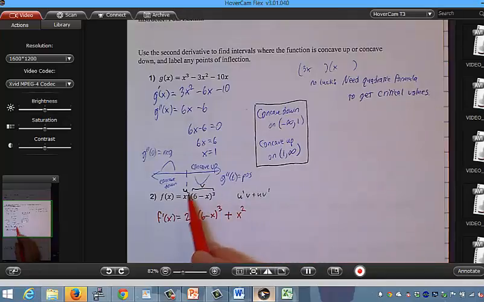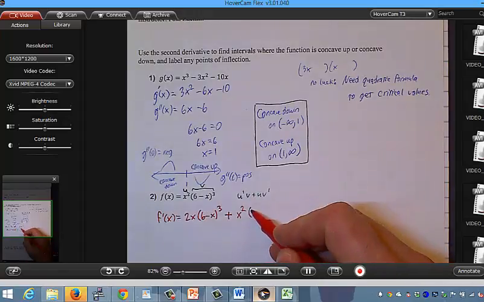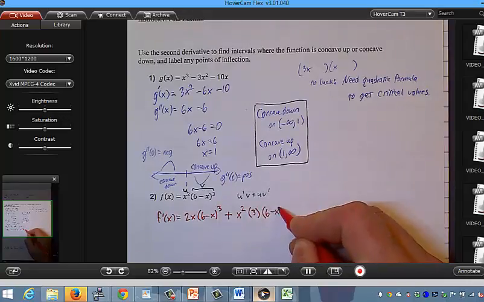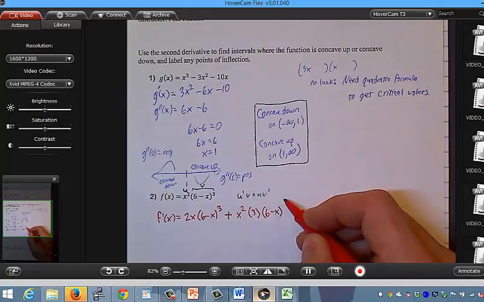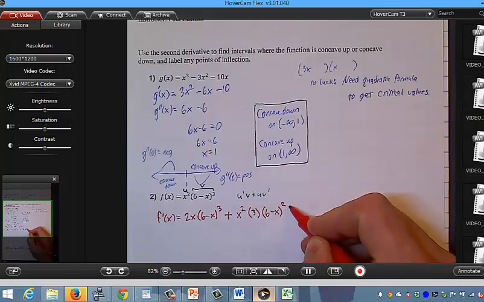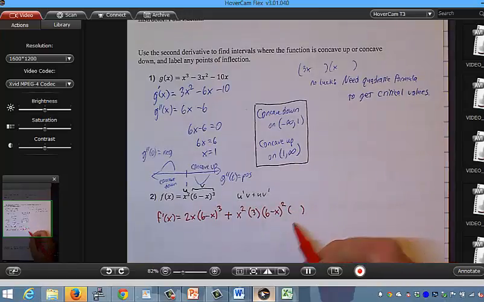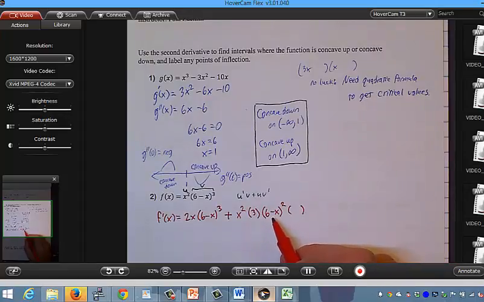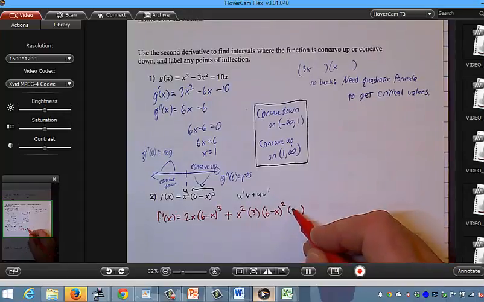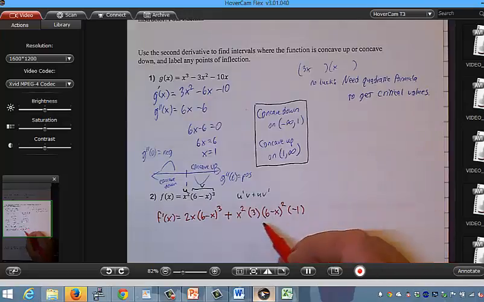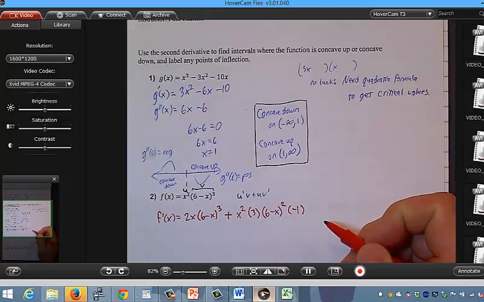Now, I want to take the derivative of v. I'm going to need to use the chain rule, right? So, bing! Let's write down the 3. Bing! 6 minus x to what power, guys? Second power. Bong! I need to take the derivative of what's inside. I need to take the derivative of 6 minus x. That's wrong. That's negative 1. Because it's 0 minus 1. You guys with me?